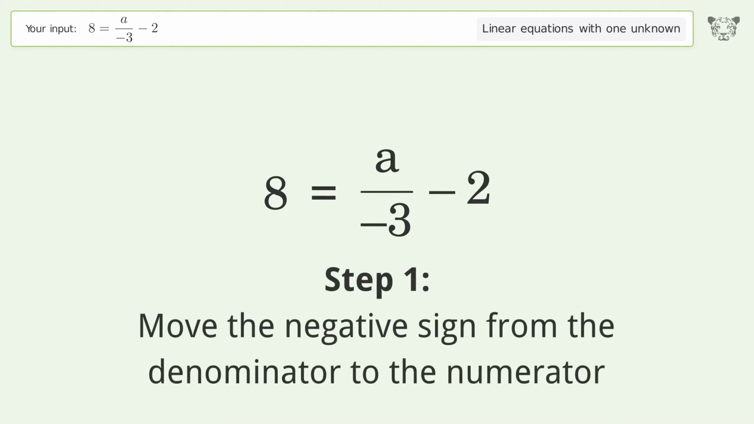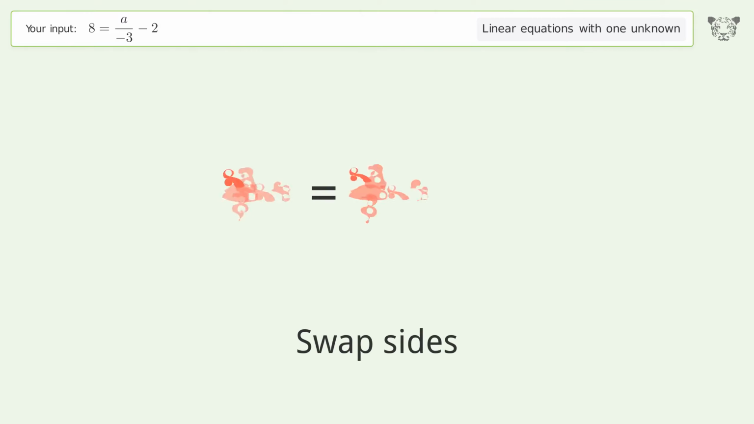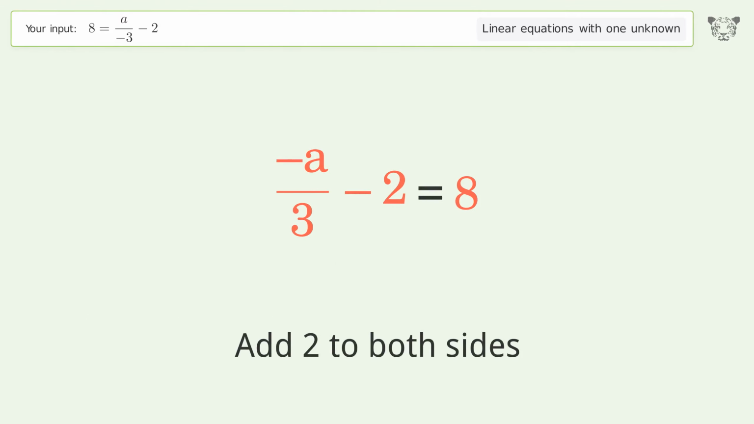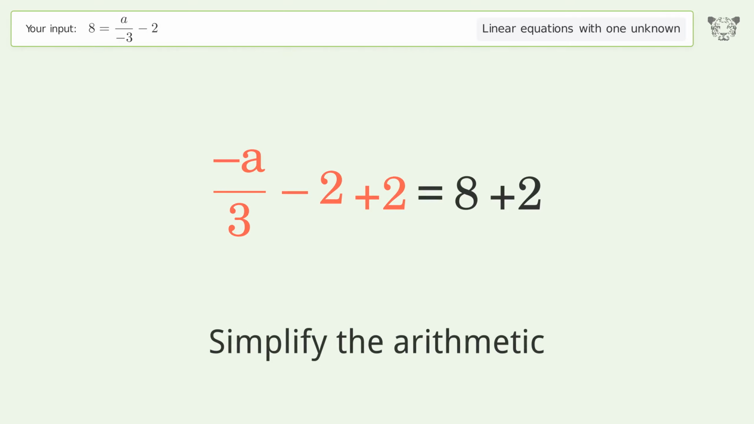Move the negative sign from the denominator to the numerator. Swap sides. Group all constants on the right side of the equation. Add 2 to both sides. Simplify the arithmetic.